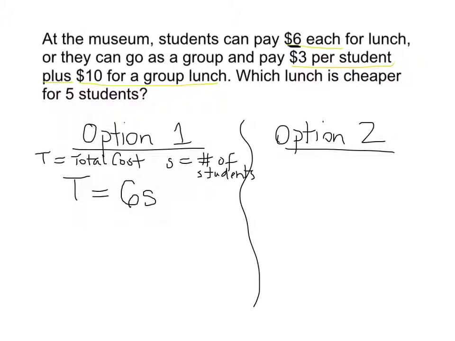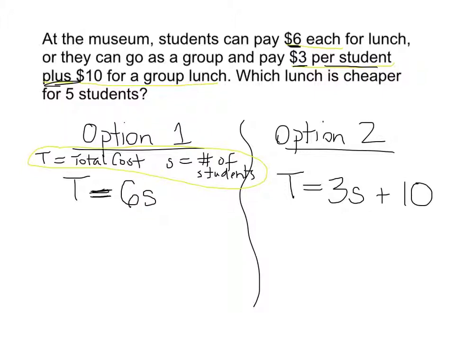For option 2, can we use the same defining variables, t and s? Okay, so what would be the equation? Now I'm calling it an equation because we have an equal sign, right? To get the total cost for option 2, what would we do? Because we know it's $3 per student, it would be 3 times s, so 3s, because for every student they have to pay $3, but then they also have to pay $10 for the group lunch. So this is kind of like a flat rate. They have to pay $10 just for saying that they want the group lunch, and then for every student added on, they have to pay $3.